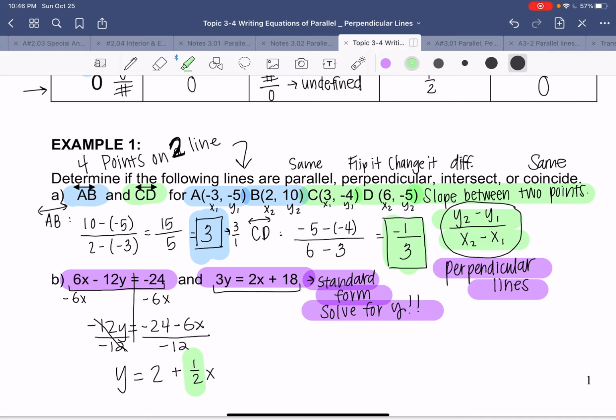Remember, slope is tied with x. So remember, it's y equals mx plus b. Okay, m being slope, b being our y-intercept.